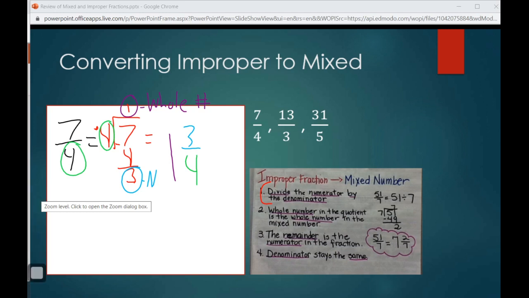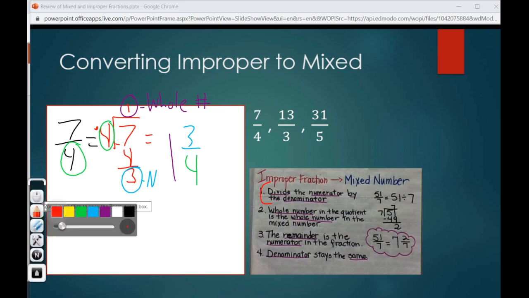So that's what you should have by the end of this. You divide the numerator by the denominator. The whole number in the quotient is the whole number in the mixed number. The remainder is the numerator in the fraction. Denominator stays the same. I'll do one more. You can do that other one by yourself if you wish.